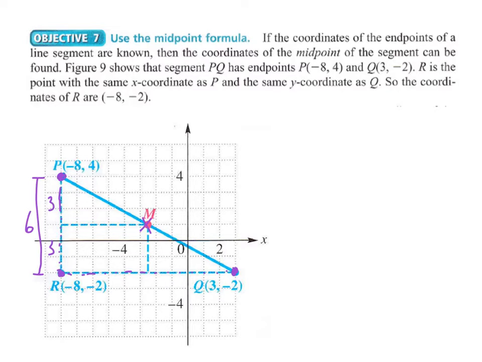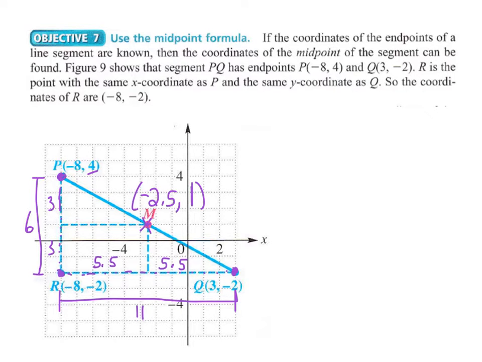So if we're at a height of 4 for P, and if we go down 3 to get to M, then we get to 1, which again it should look like that's what's going on there. Now from R to Q, we're going from negative 8 to positive 3, so that's a distance of 11, so half of 11 would be 5.5. So it's 5.5 to the right of negative 8, 5.5 to the left of 3. That ends up being negative 2.5.